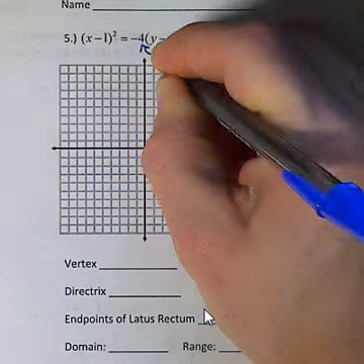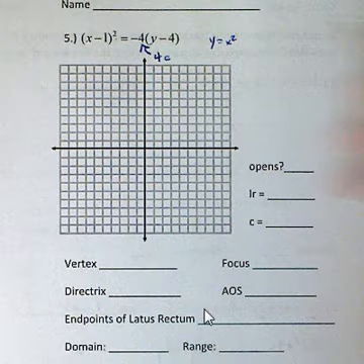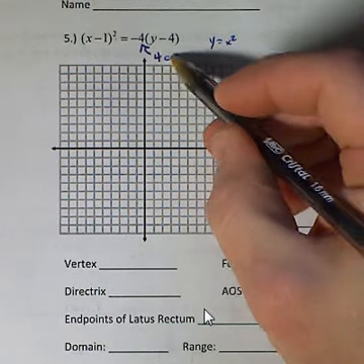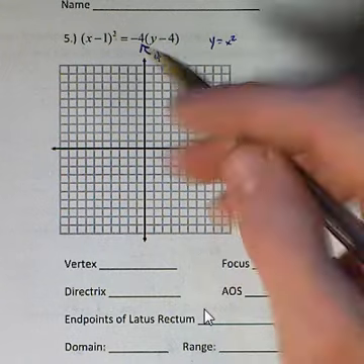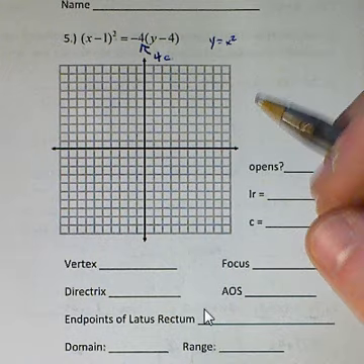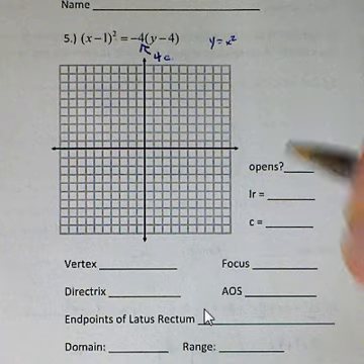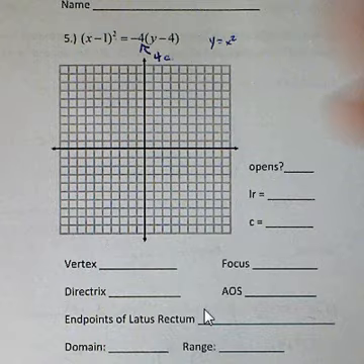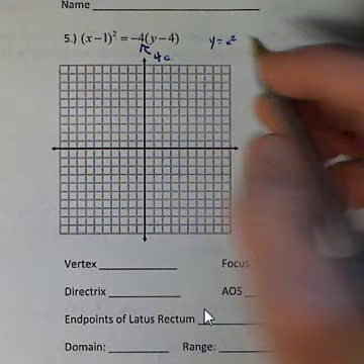This number right here is my 4c or 4a or 4p or whatever. People use different letters to represent this, but it's basically 4 times the distance. This c is representing the distance between the focus and the vertex, or the distance between the vertex and the directrix, whichever way you want to look at it. It's the same distance there.